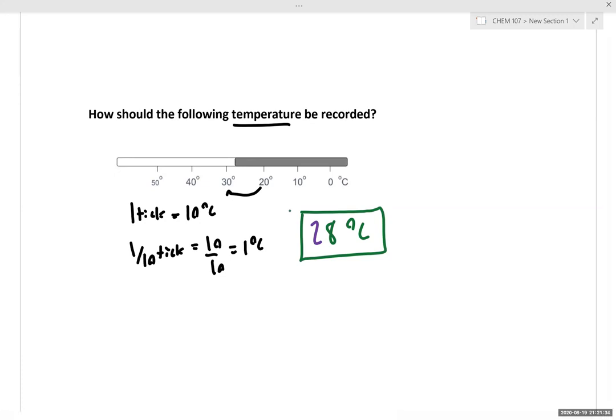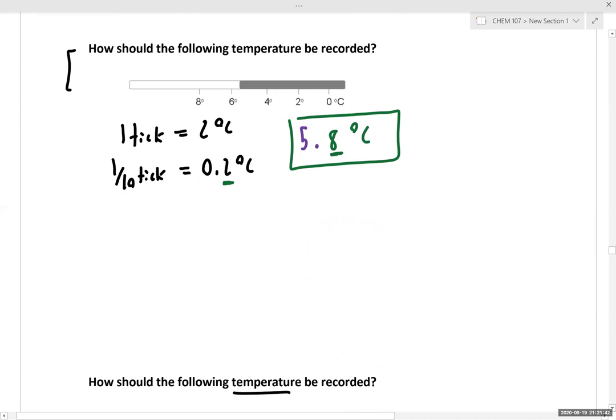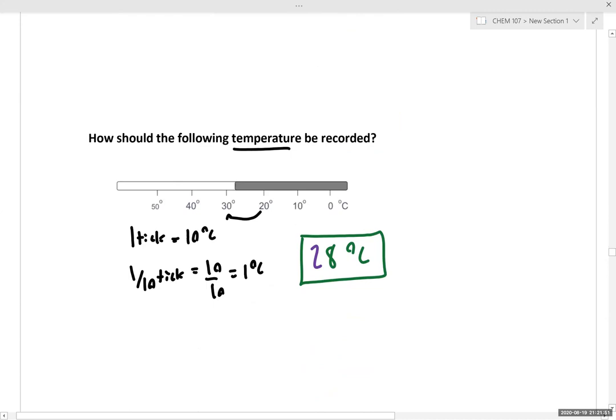Does that make sense? I have a question. Yes. When you said in the previous example, because the increment was even, the estimate has to be even, would that refer to the tick or the tenth of the tick? The tenth of a tick. Okay, got it. Thank you. Because that indicates the maximum precision, the maximum certainty that we can report our measurement up to.